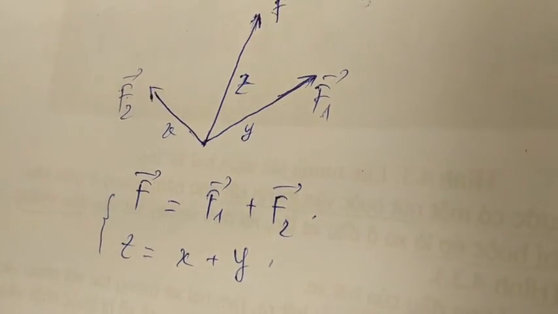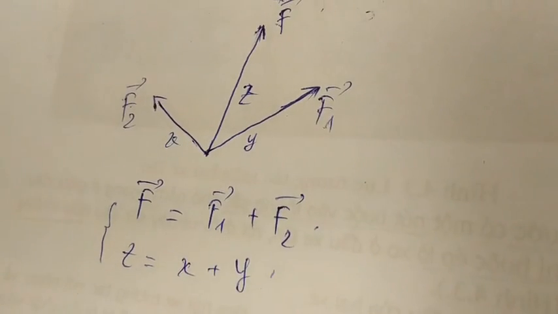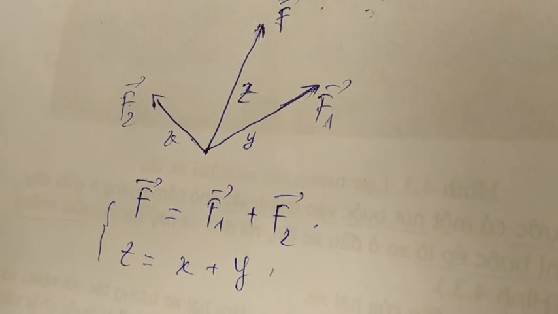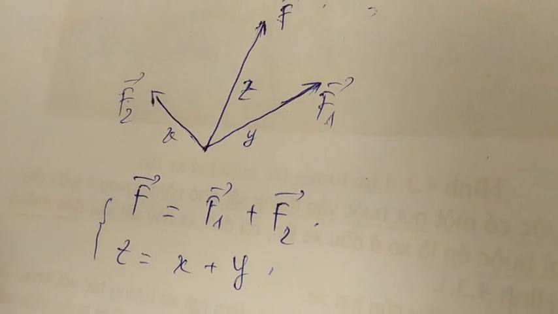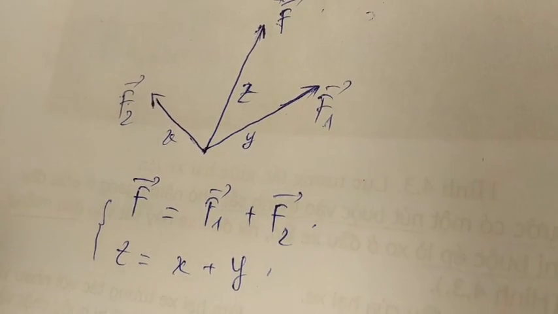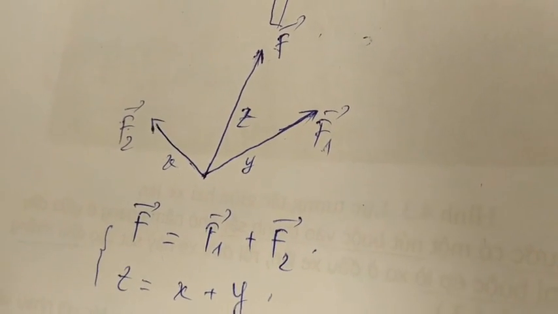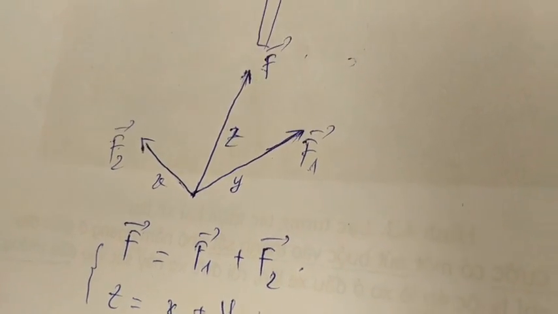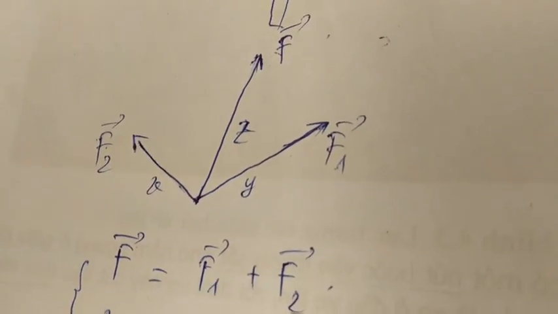Finally, the conclusion. From the result of this experiment, we can conclude that the resultant force is represented by the diagonal of the parallelogram with two sides representing the two component forces.